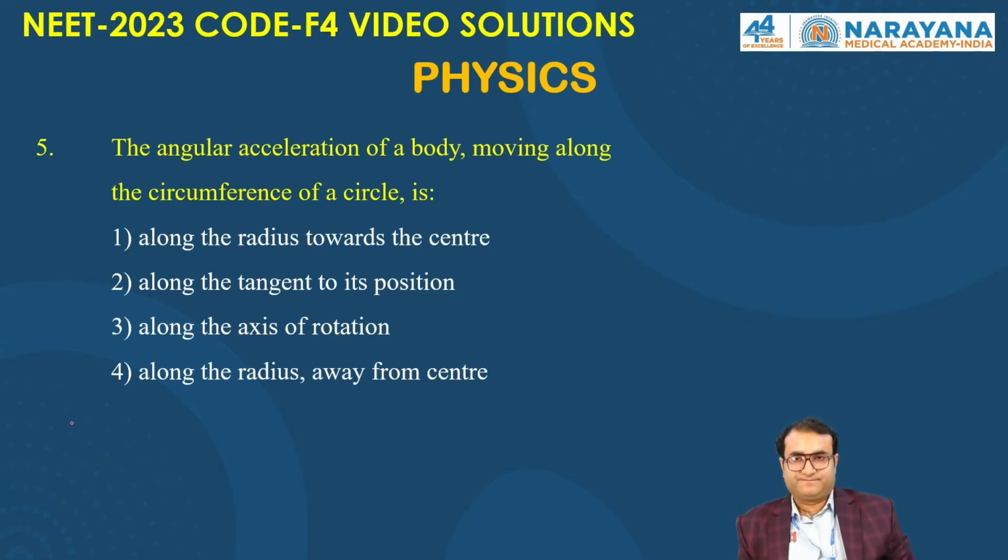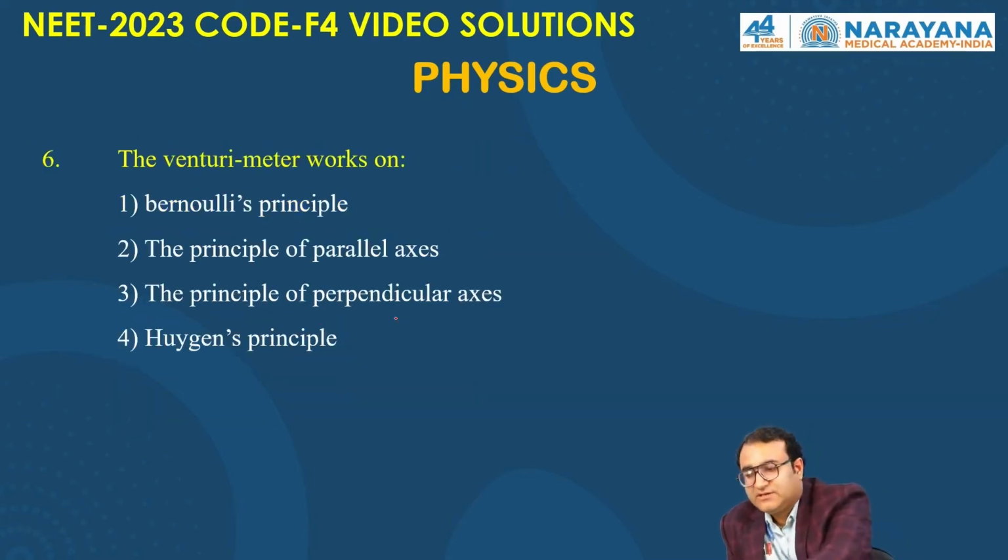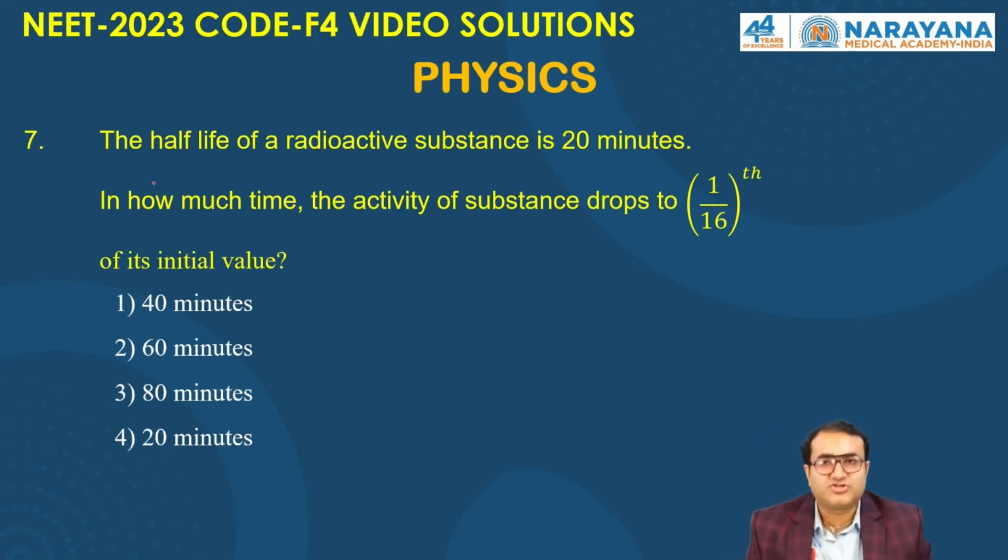Let us come to question number 5. The angular acceleration of a body moving along the circumference of a circle. Angular acceleration acts along the axis of rotation. Third option. It is a cross product of two vectors, the position vector and the tangential acceleration. It acts along the axis of rotation. That's it. Question number 6. Venturimeter, we know, works on Bernoulli's principle. Simple theory based question.